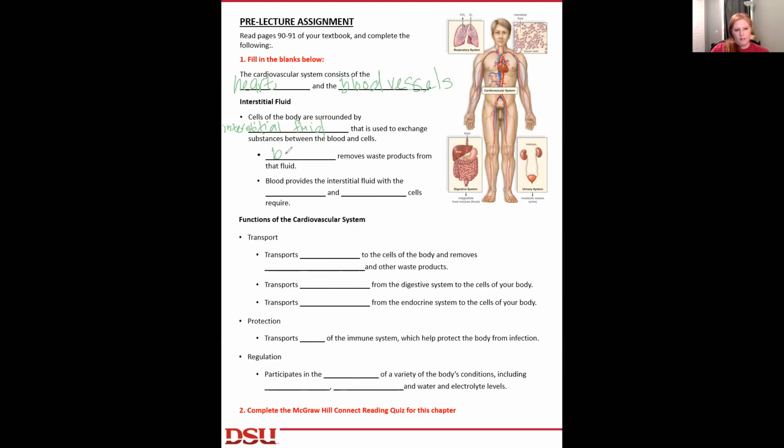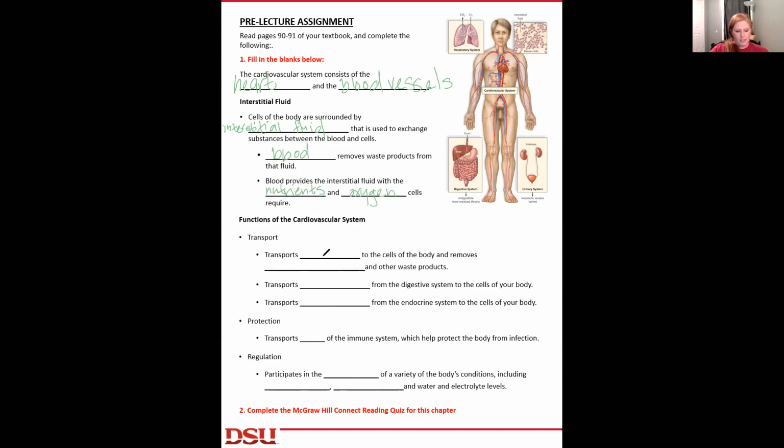Blood removes waste products from the fluid, and it provides the interstitial fluid with nutrients and oxygen. So the blood both provides nutrients and takes away waste products, is essentially what all of that is saying.